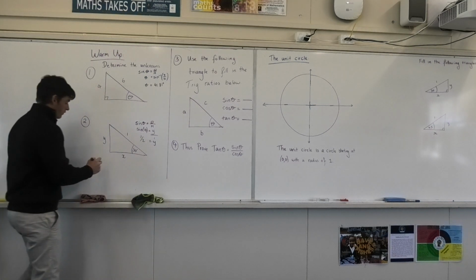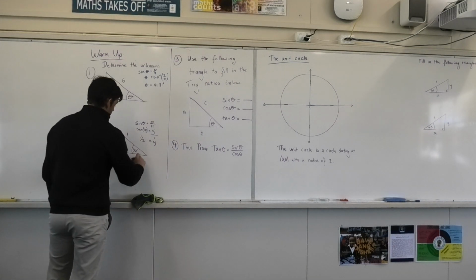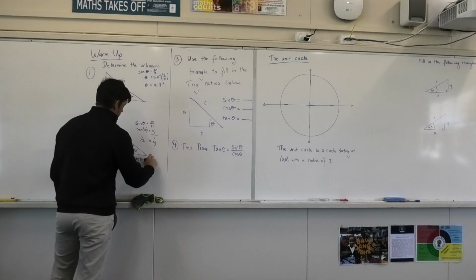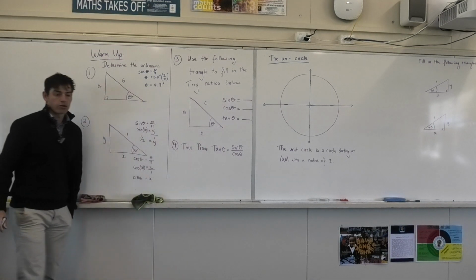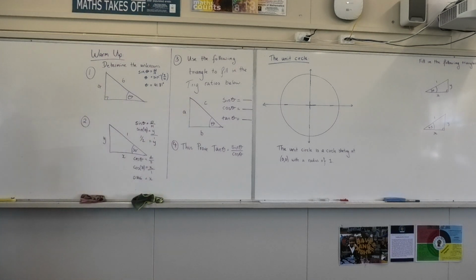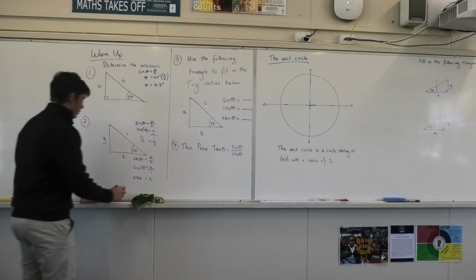The same applies for cos theta. So cos theta equals adjacent over hypotenuse, which equals cos 30 equals x over 1. X equals cos 30, which equals 0.866. Correct? Or root 3 on 2. Which is what it should be.